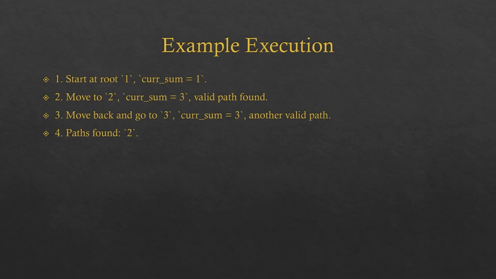Here is an example execution of our approach. We start at the root node with value 1 and initialize the current sum to 1. We then move to the left child node with value 2, updating the sum to 3. Since current sum minus k is 0 and exists in the map, we have found a valid path. We then move to the right child node with value 3 and again find another valid path with sum 3. So in this case we found two paths with sum equal to k.